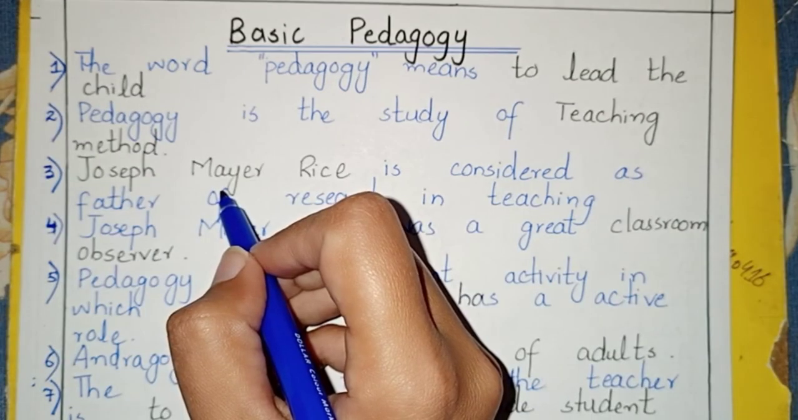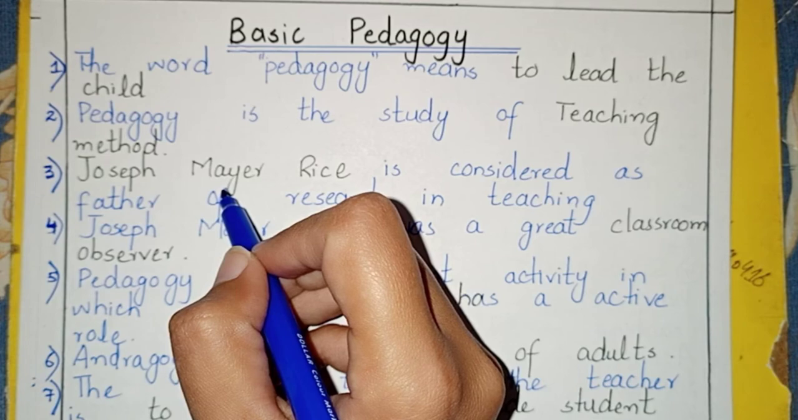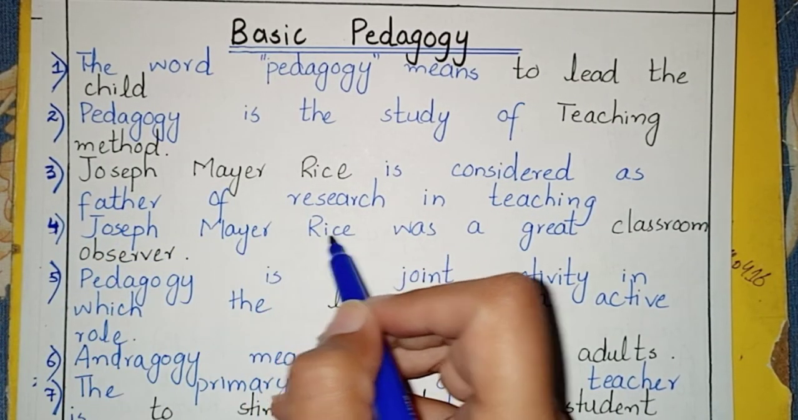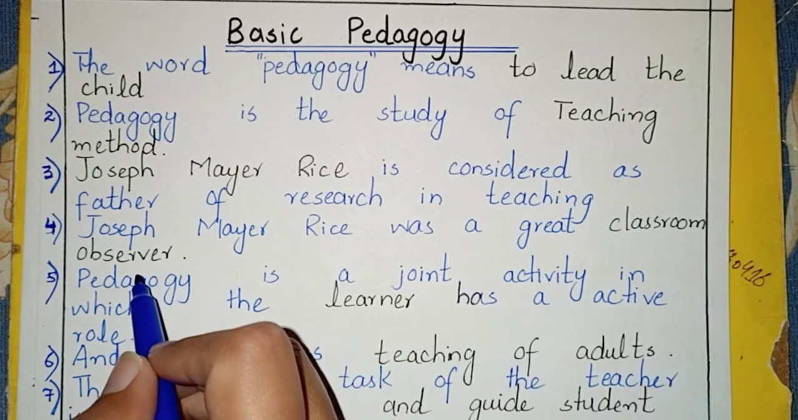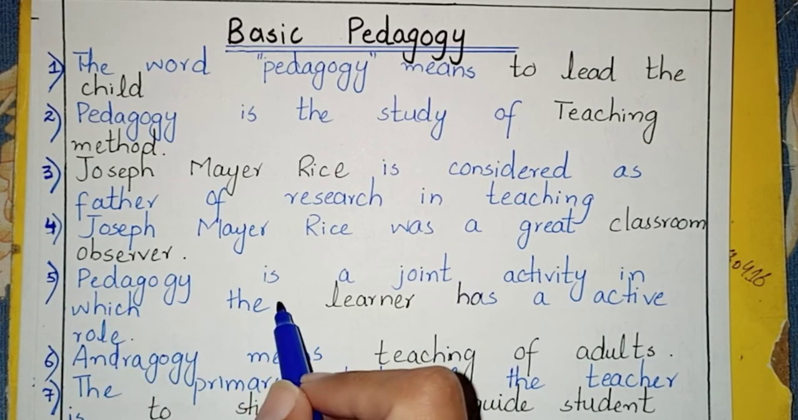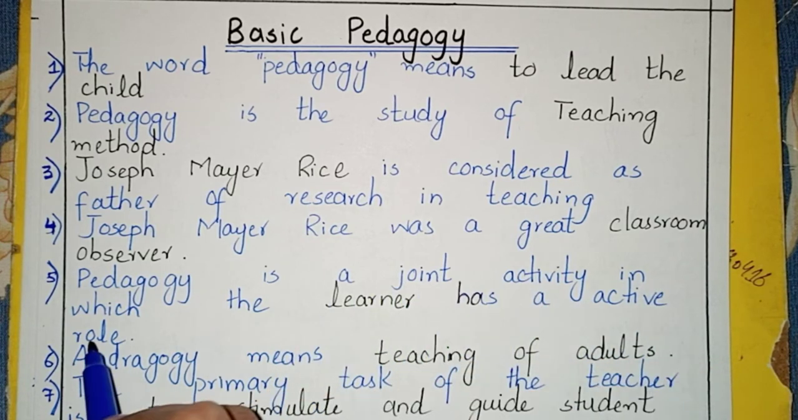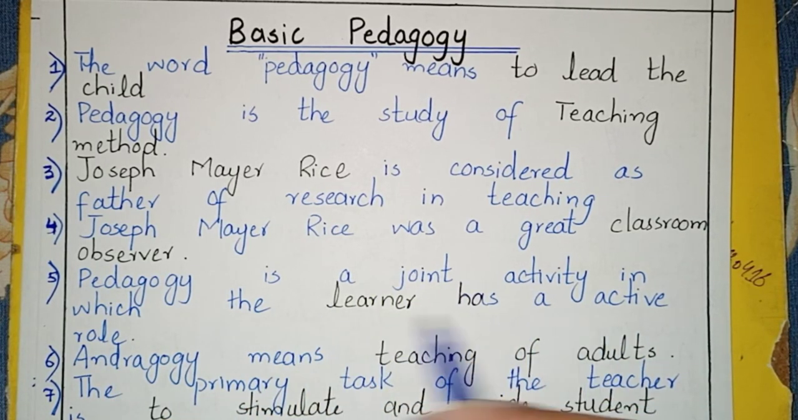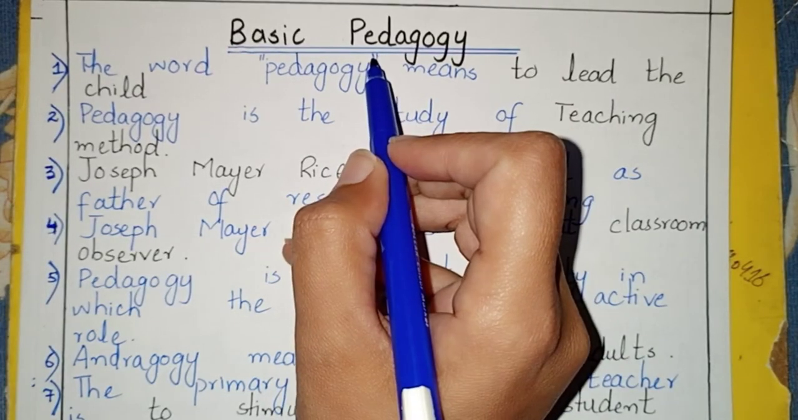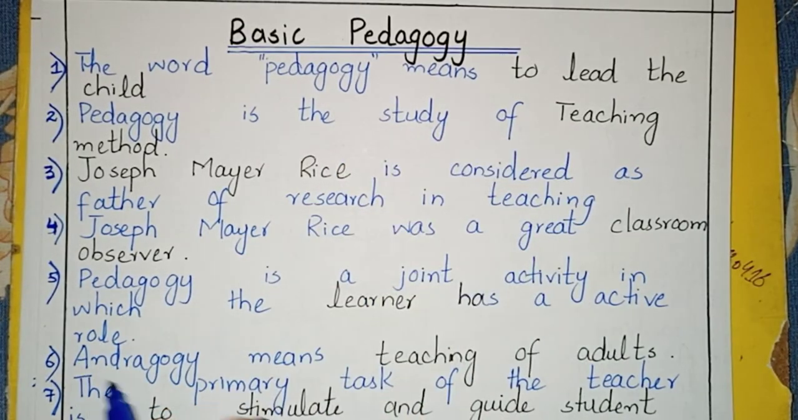This MCQ is important for the upcoming test of ETEA. Question number 4. Joseph Mayer Rice was a great classroom observer. Question number 5. Pedagogy is a joint activity in which the learner has an active role. Question number 6. Andragogy means teaching of adults. Pedagogy, teaching of child. Andragogy, teaching of adults.